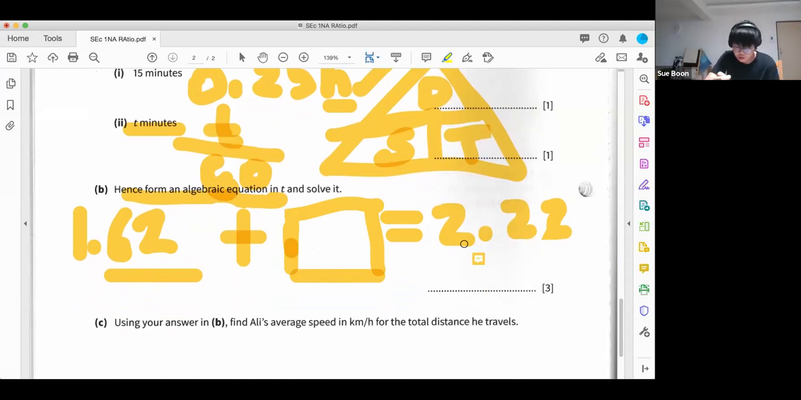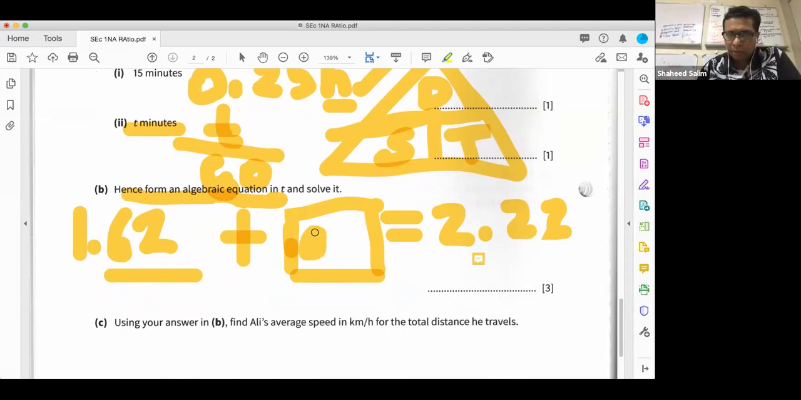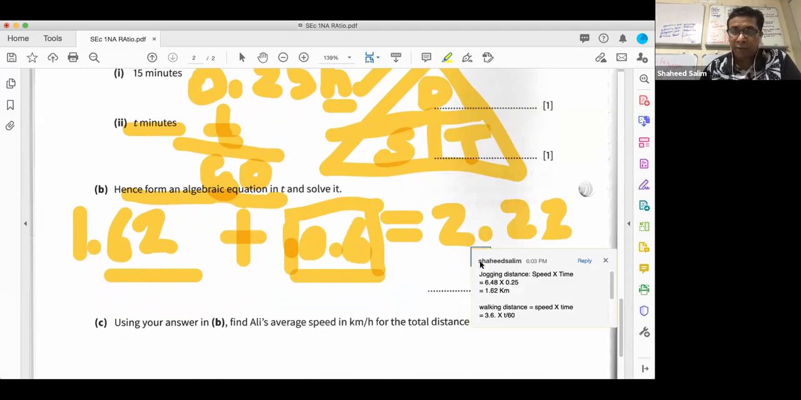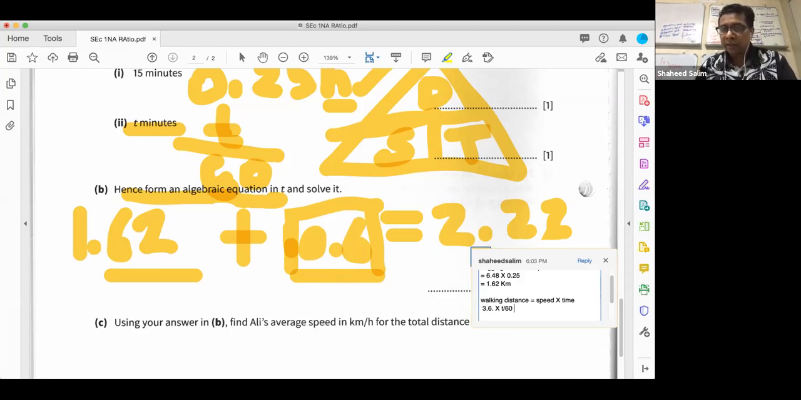0.6. Good. So down here, the answer is 0.6. Now, this is equal to the walking distance. We already have the formula for the walking distance here. So now this is what you must do: the expression over the thing equals 0.6.